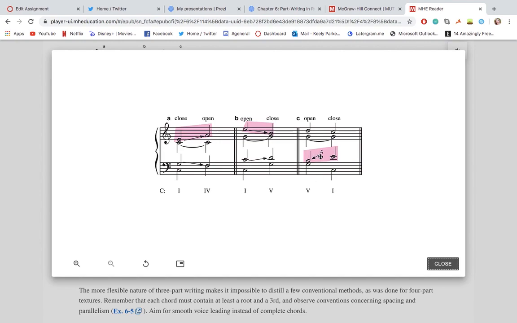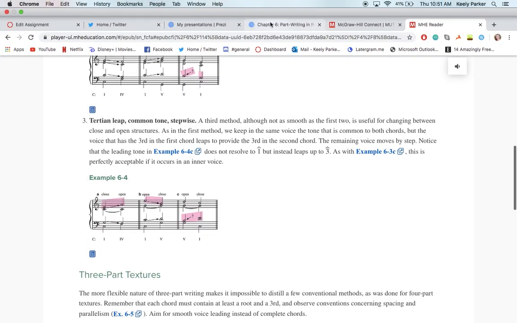Here we have the same thing. We've got that 7th scale degree. Typically our leading tone wants to push upward to C, but because we're using this method of voice leading between these two chords, we're going to start with the 3rd of this chord, which is the B, and we're going to let it jump to the 3rd of the next chord. Once again, we've held our common tone and we've moved stepwise in the other direction.